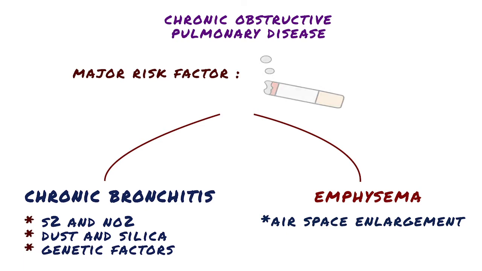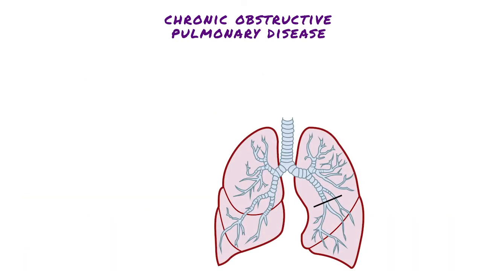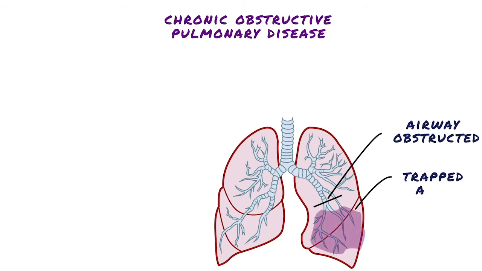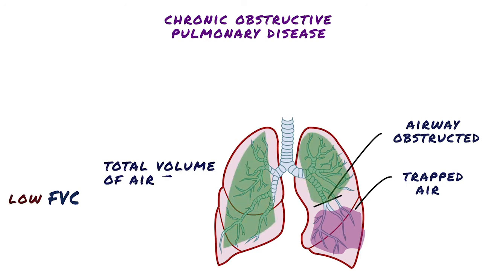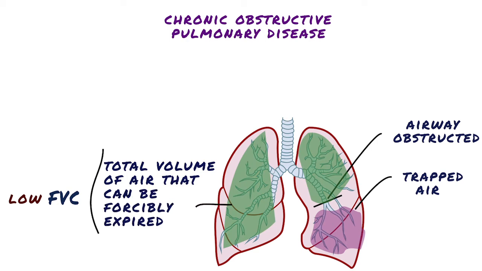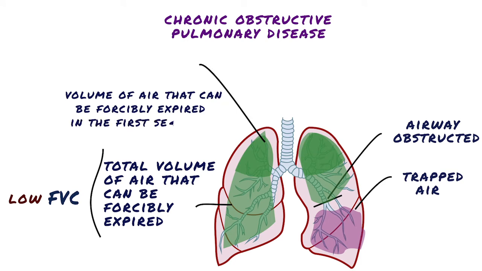With COPD, the airways become obstructed and the lungs don't empty properly, and that leaves air trapped inside the lungs. For that reason, FVC, or forced vital capacity, is lower. Forced vital capacity is the total volume of air that can be forcibly expired after a maximal inspiration. The volume of air that can be forcibly expired in the first second is called FEV1.